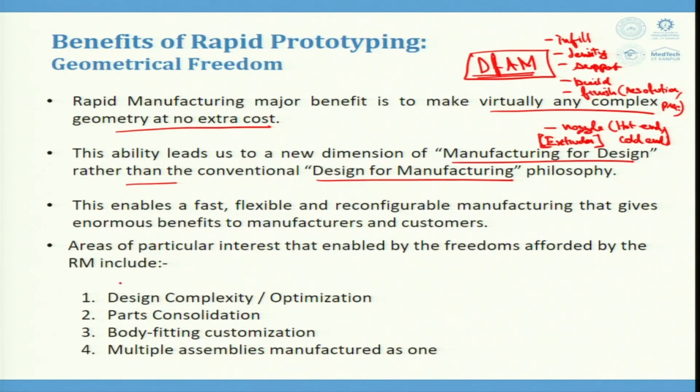Geometrical freedom in rapid prototyping enables a fast, flexible and reconfigurable manufacturing that gives enormous benefits to manufacturers and customers. Areas of particular interest enabled by the freedoms afforded by rapid manufacturing include design complexity and optimization, parts consolidation, body fitting customization, multiple assemblies manufactured as one. Let us see each of these.